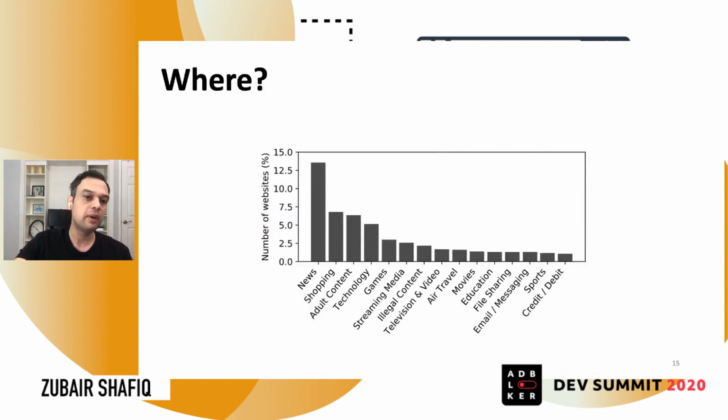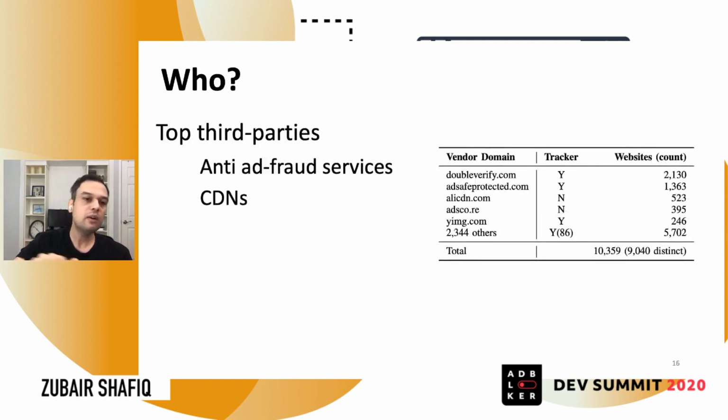We also did a breakdown of different types of sites where fingerprinting is happening, and we noticed that it is mostly happening on news sites or other categories of sites which heavily rely on advertising for monetization. So this is something to be concerned about. And then we also looked at who is doing fingerprinting, and we found that the top third-party domains which serve fingerprinting scripts are primarily anti-ad fraud services and CDNs.